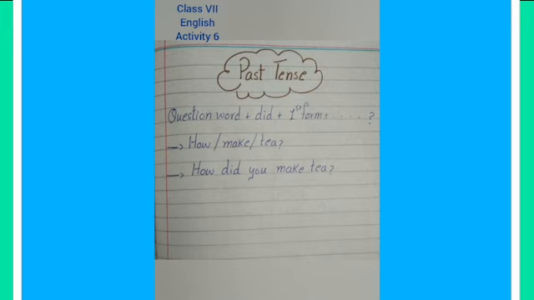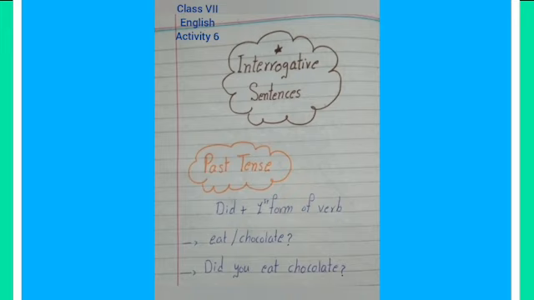Now look at this. How make tea? In this, how is the question word, after this you will write the helping verb did, after this the subject you, after this the first form of verb make, then the object tea, and at the end of the sentence you have to put a question mark. Students, in a sentence where there is no question word, you will start your sentence with the helping verb did. Clear? And keep it in mind, your first letter must be capital and you have to put a question mark at the end of the sentence.